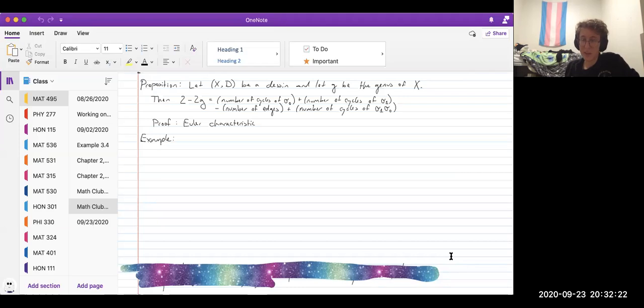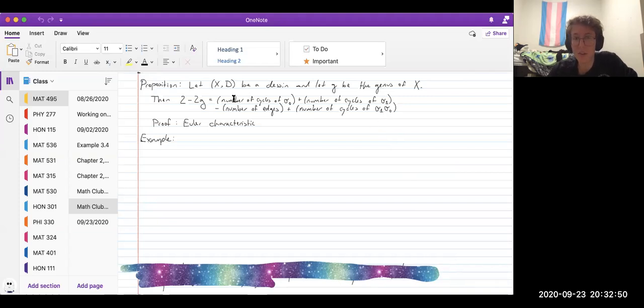If you know what that is, you can probably see what the Euler characteristic basically says: 2 minus 2g is equal to the number of vertices minus the number of edges plus the number of faces of a surface. And it turns out that the number of cycles in sigma 1, sigma 0 winds up being equal to the number of faces in the dessin.